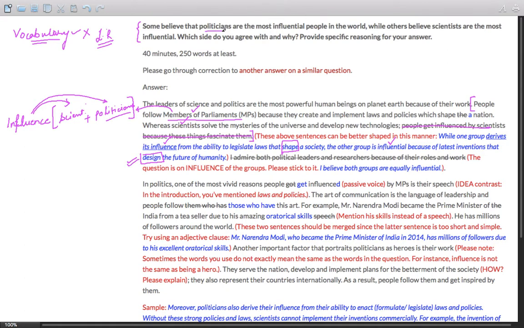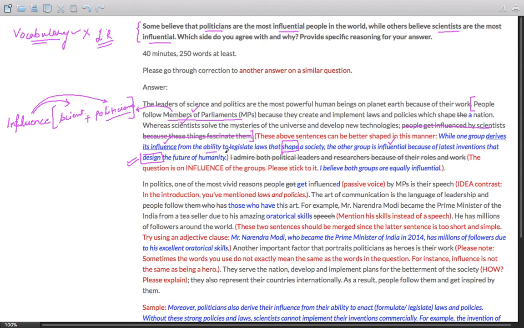If you're changing politicians or scientists or even influence, if you're changing these words, you are compromising the integrity of your answer. You're compromising the meaning of your answer. Do not try to change them. Try to give different meanings over here. Okay? So we'll be discussing a number of these things.